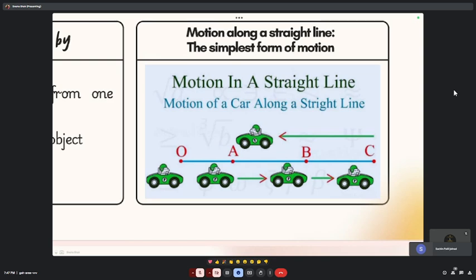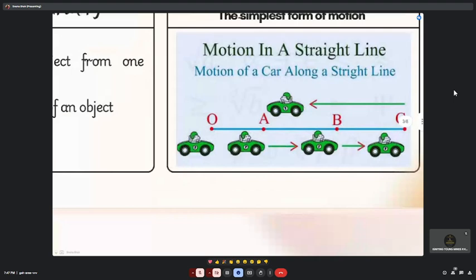Ma'am, OA, ma'am. OA? Because originally it is from O to A. But in the upcoming slide, I have given that the displacement will be 0. When will the displacement be 0? When it again comes back to home, ma'am. Correct. So to understand that, I have given in this next slide that if the object returns to its original position, that is on O, then the object will have displacement 0.